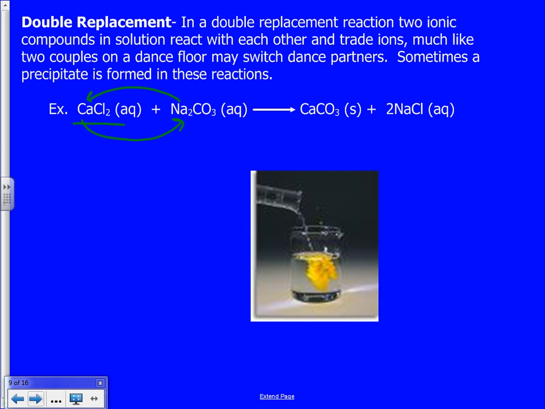So if we're using our dance partners analogy again here, this is 2 couples who simply switch partners. Not like that new A&E show that's coming out that's really awful.